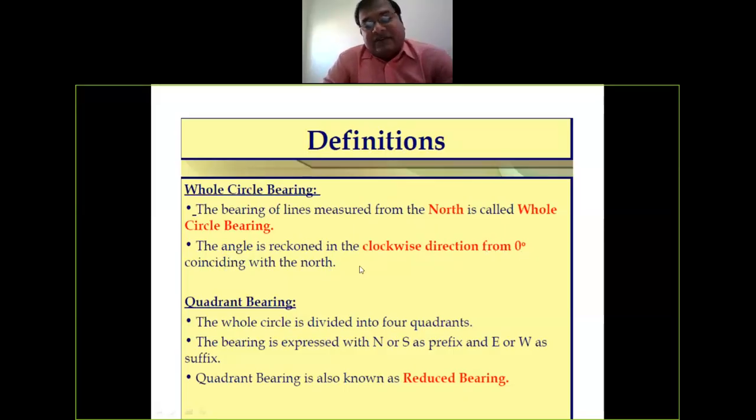Okay, and the second one after that is quadrant bearing, which is also called reduced bearing. So the whole circle is divided into four quadrants. As the name suggests, quadrant means we are dividing into four parts. Okay, four quadrants. The bearing is expressed with north or south as prefix and east or west as suffix. And quadrant bearing is also known as the reduced bearing. Okay, you can also use this quadrant bearing, or another name is reduced bearing.